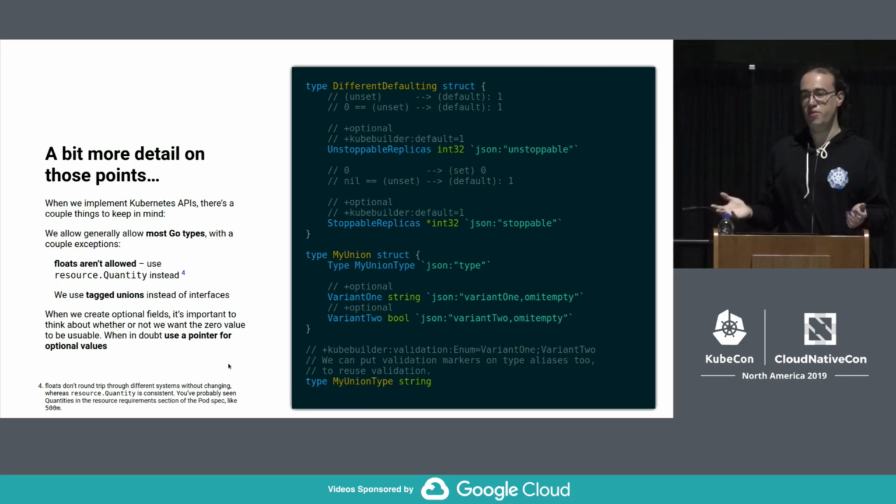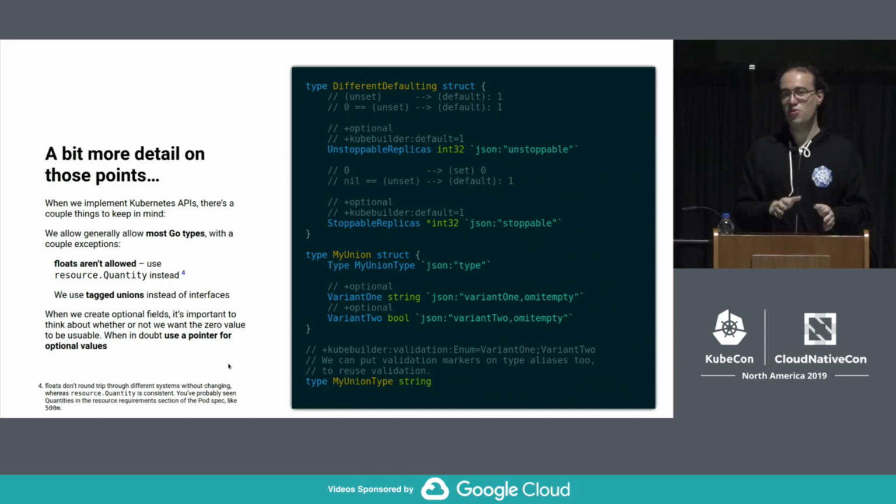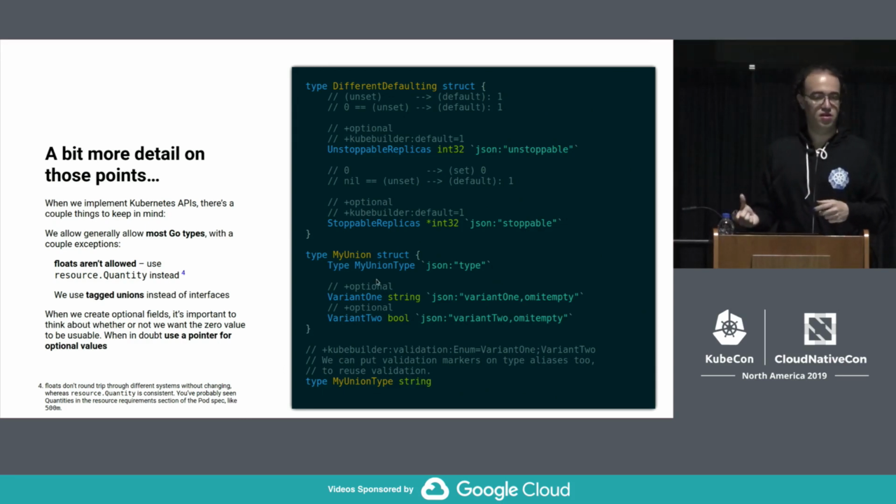We can use almost any type in Go in our spec and status, with a few exceptions. We don't use floats, because for those of you not familiar with how floats interact, they're very good at what they do, but what they do is probably not what you expect. They don't round trip very well through JSON and YAML, and through other languages. So we use a different representation instead, called resource.Quantity. You've probably seen it when you're setting your pod resource requirements. We also don't really use interfaces in our APIs. We prefer these kind of tagged unions down here, where we have an explicit type field, and then multiple variant fields that are generally pointers to things, or things with zeroable values.